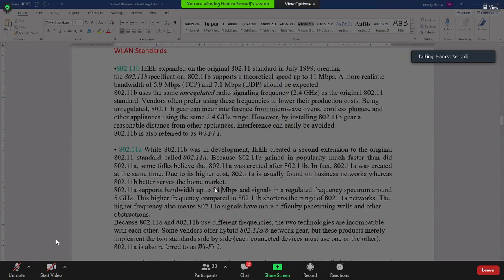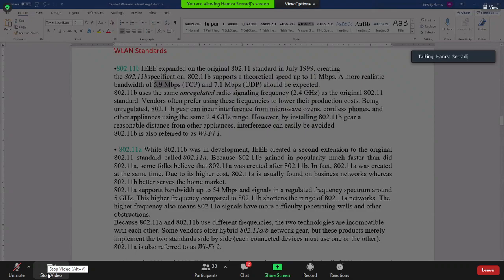Higher speed, more expensive. This technology was really expensive, but they were at the same time, right? In the same time we started A, we started B. It doesn't mean that the letter A comes after B or whatever. It's just letters. There's nothing related to the chronology of the timing in here, right? So we get a theoretical speed of 11 megabits. More realistic bandwidth is 5.9. 6 megabits was the standard in TCP, 7 in UDP communication.